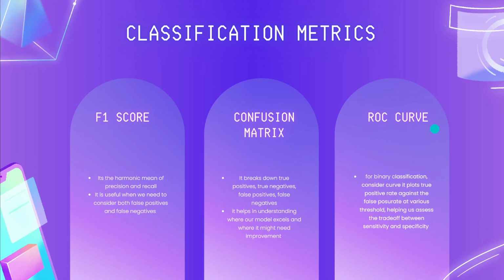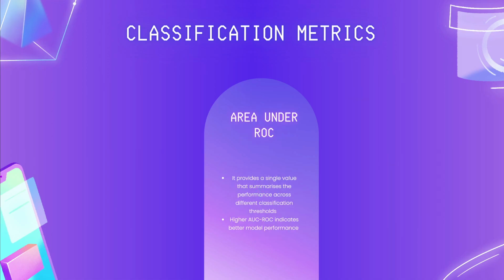And later we have the ROC curve, which means the receiver operating characteristic curve. For binary classification, consider a ROC curve. It plots the true positive rate against the false positive rate at various thresholds, helping us to assess the trade-off between the sensitivity and the specificity. Lastly, we have area under the curve, which is area under the ROC curve. It provides a single value that summarizes the performance across different classification thresholds. A higher AUC ROC indicates a better model performance.